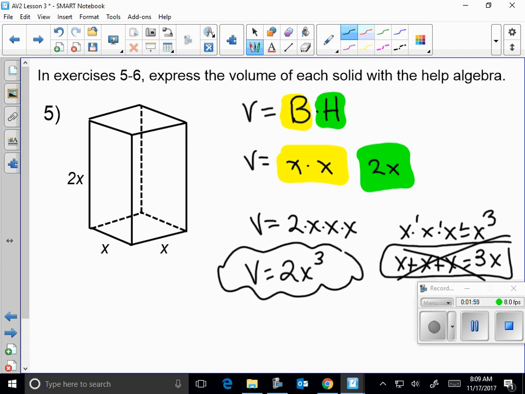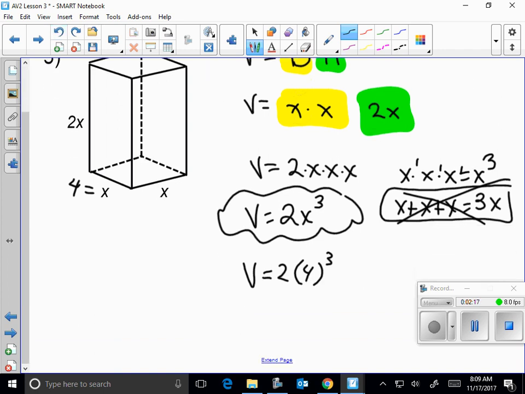Well, that's pretty cool because you can set a model like this, and then if, let's say, x is 4, then all I got to do to find the volume is plug 4 in. 2 times 4 cubed. And 4 cubed is, I think, 64. So that'd be a volume of 128.